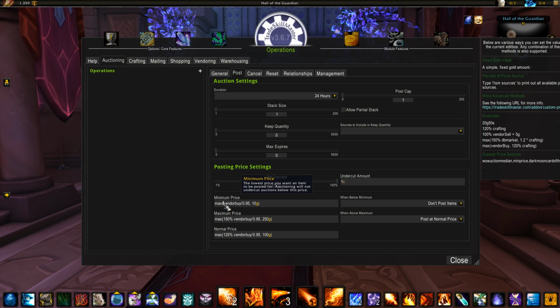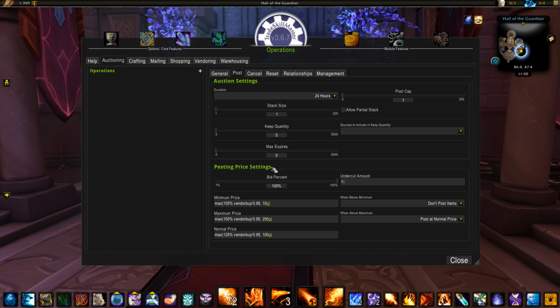So just to make sure that you're actually making profit for the time you're spending running around getting those, you should at least have this 101, but we'll put 105% here because 1% profit, I would like you guys to get a little bit more than that. So 105% vendor buy, and there you go. That's another way that you could write that operation if you prefer it that way.